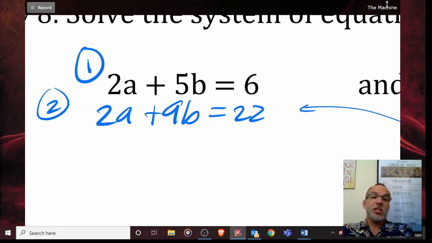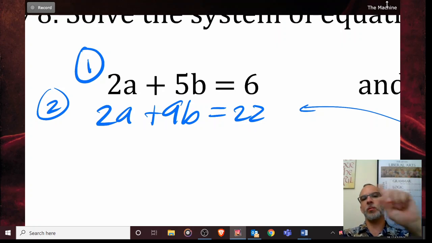You could actually cancel the b's if you wanted to, but you'd have to multiply through by something that would make the coefficient on b the same number but the opposite sign for both equations. So that's possible. That's a little more complicated. You can get 45 on the b on top and negative 45 on b on the bottom and then combine them. But we'll do the a's. The a's are a little bit easier. They already have the same number.